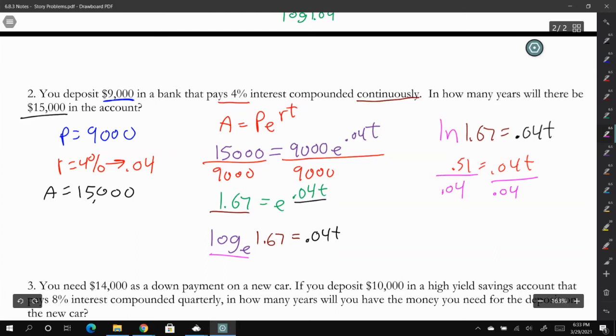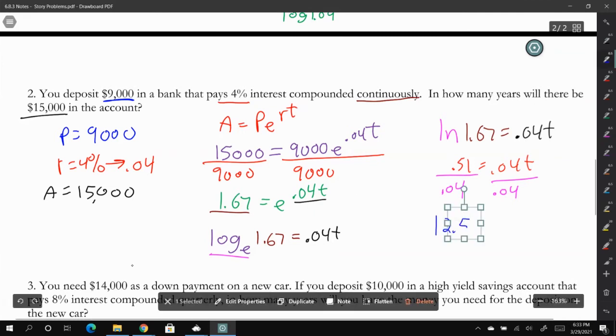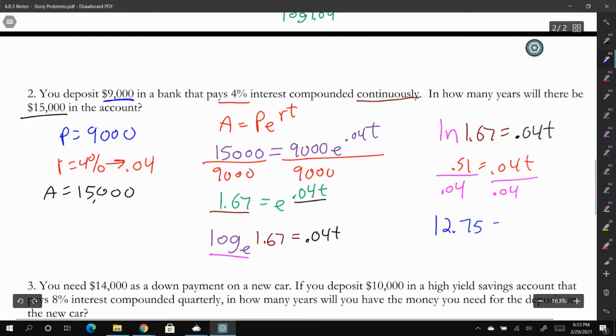And when I type that in the calculator, 12.75 equals t. So it will take 12.75 years for my account to reach $15,000.